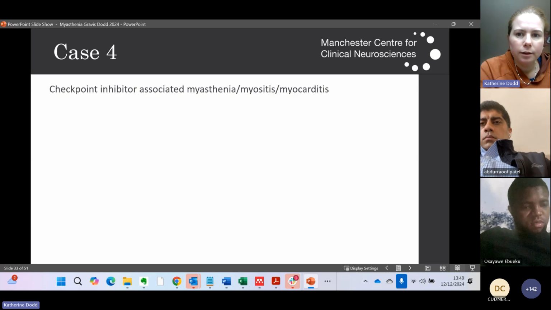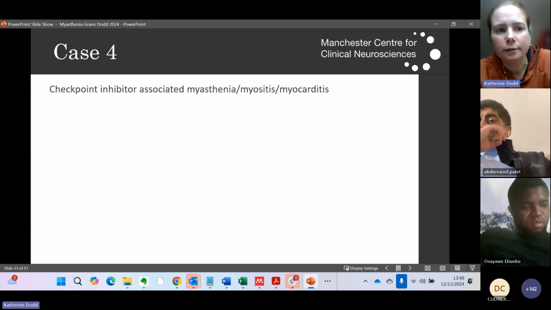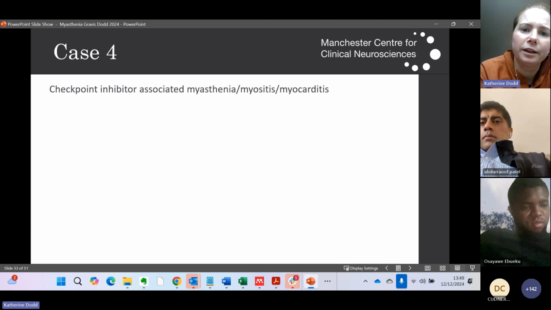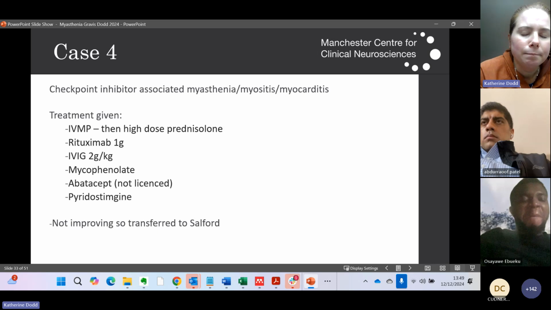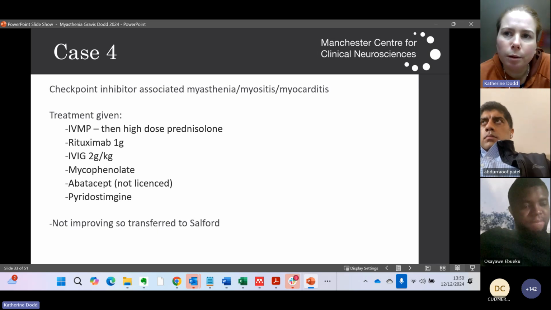So hopefully most of you will recognise that this is checkpoint inhibitor-associated myasthenia, myositis, myocarditis overlap syndrome, which is the sort of most common neurological complication of checkpoint inhibitors.